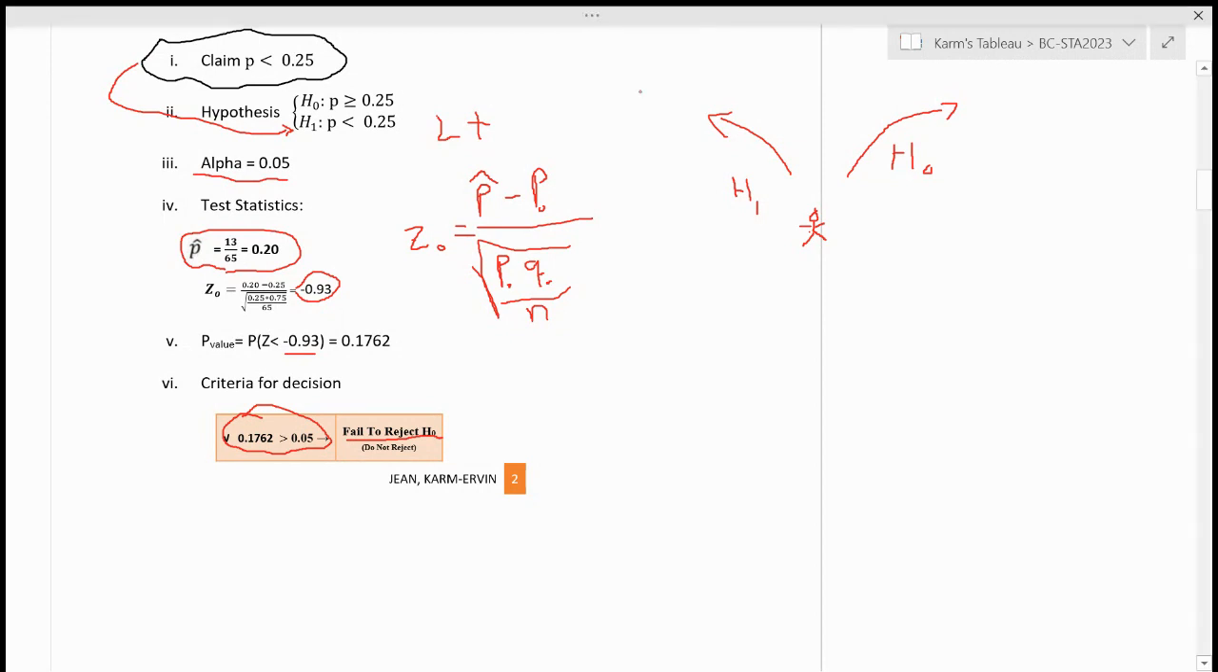Okay, so that's what I mean. Look carefully. The claim is with H1. So the claim is right here with H1. This is what the claim is. Now you say fail to reject H0. That means this should be your decision. It has to be toward H0 because it's a fail to reject H0. So, not enough evidence to support the claim.